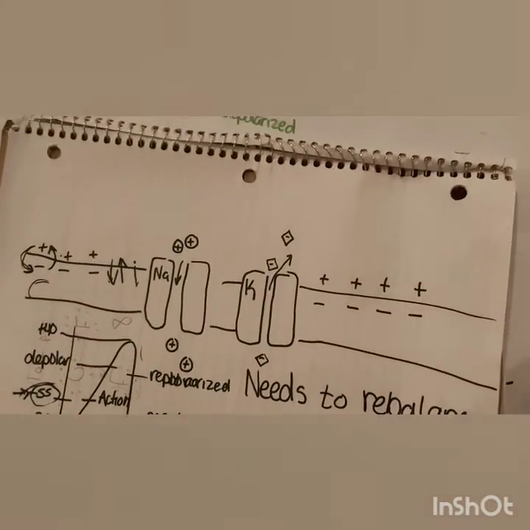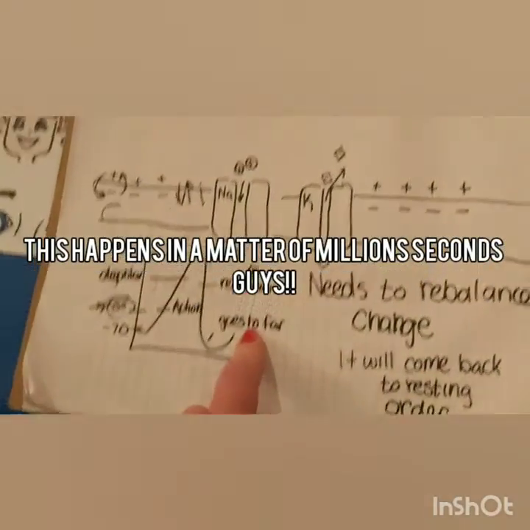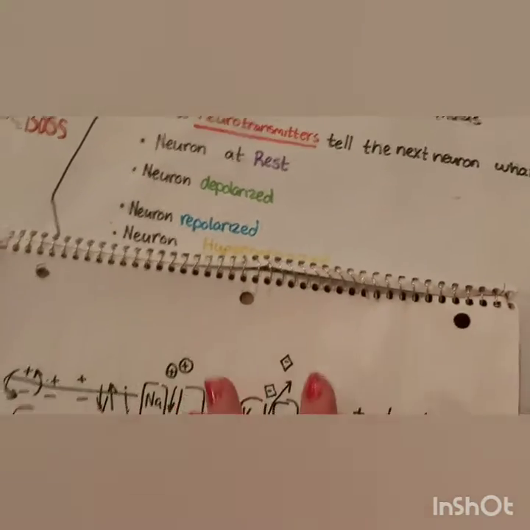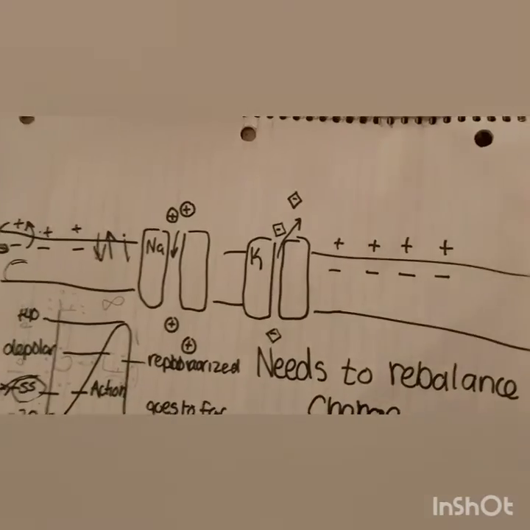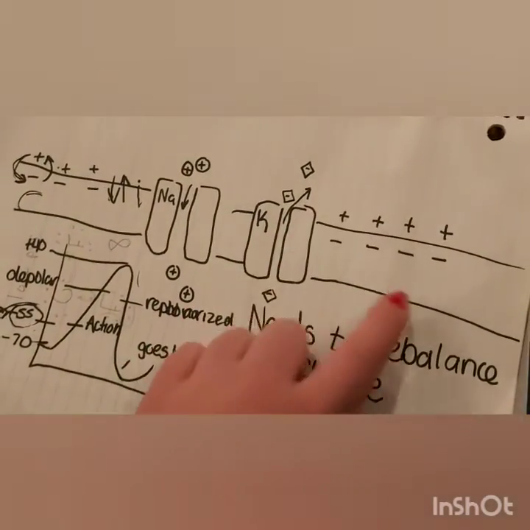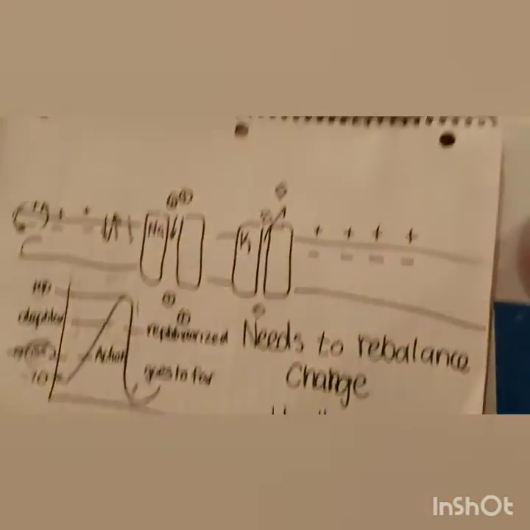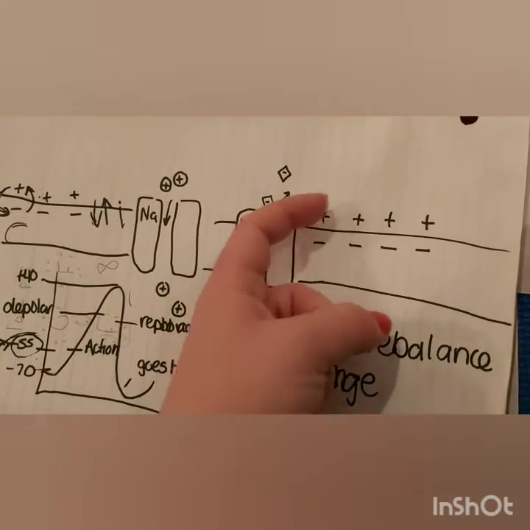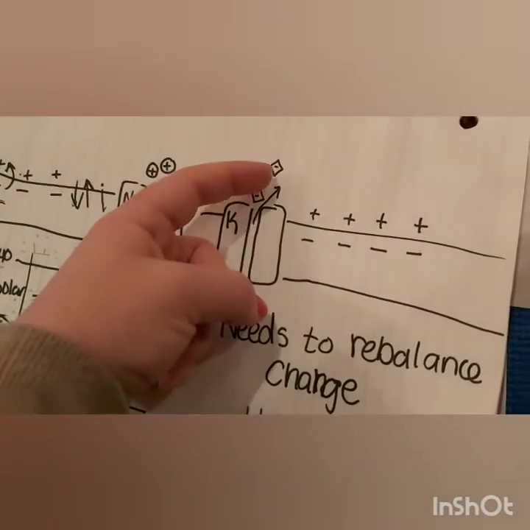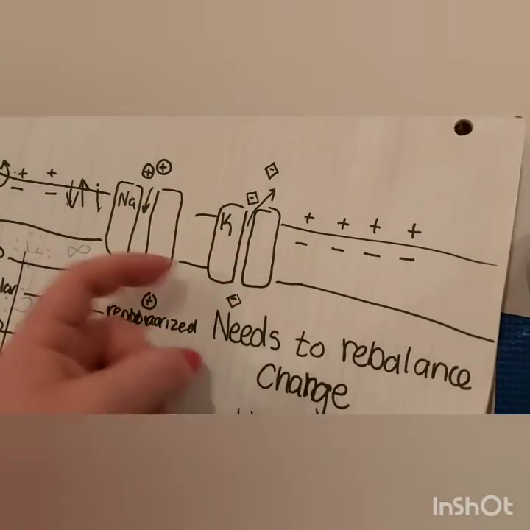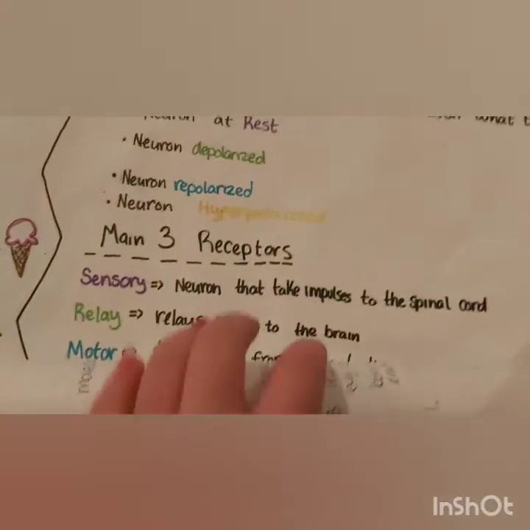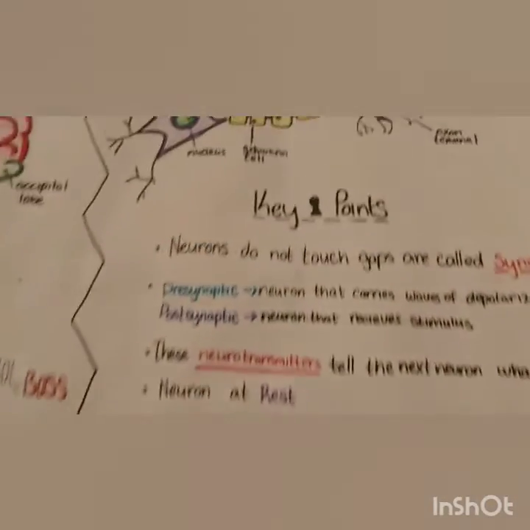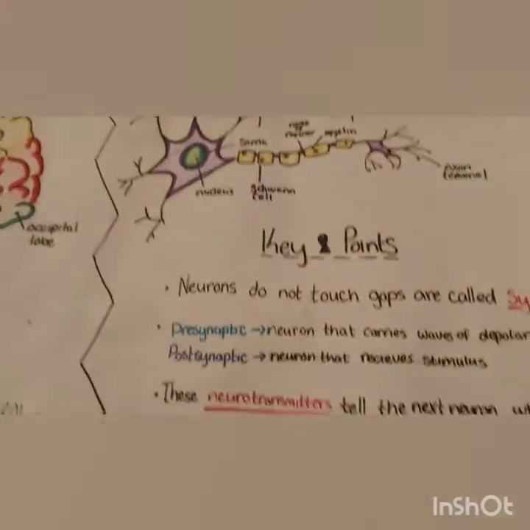Then it goes so far negative that it is hyperpolarized. After it's hyperpolarized, the potassium and sodium ion channels flip it back again, so we have the rebalanced charges in resting order with negative on the inside and positive on the outside. So it gets enough of the potassium back and gets rid of the sodium. So that's basically the neuron's response and how the nervous system works.